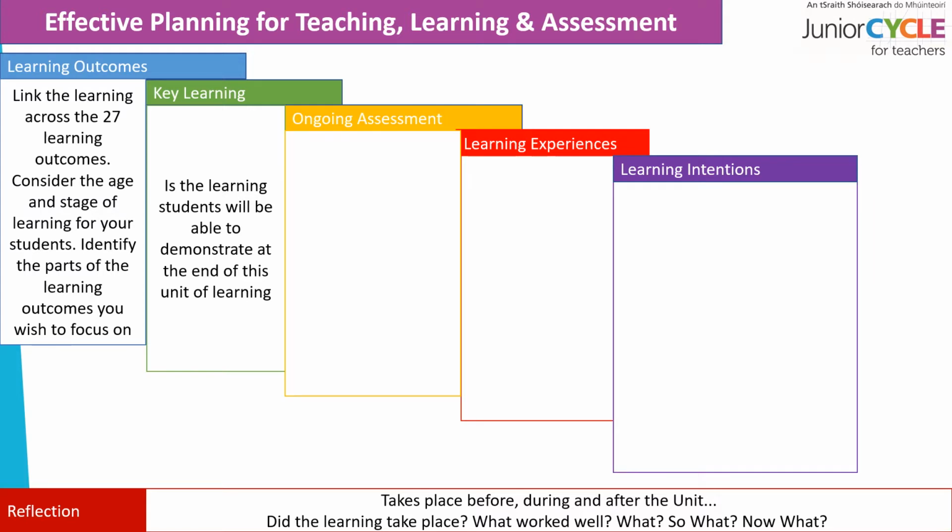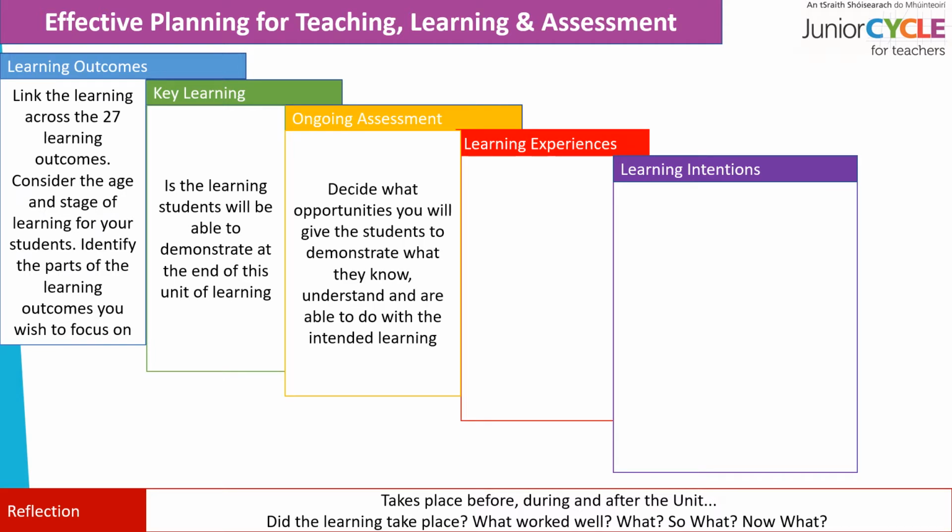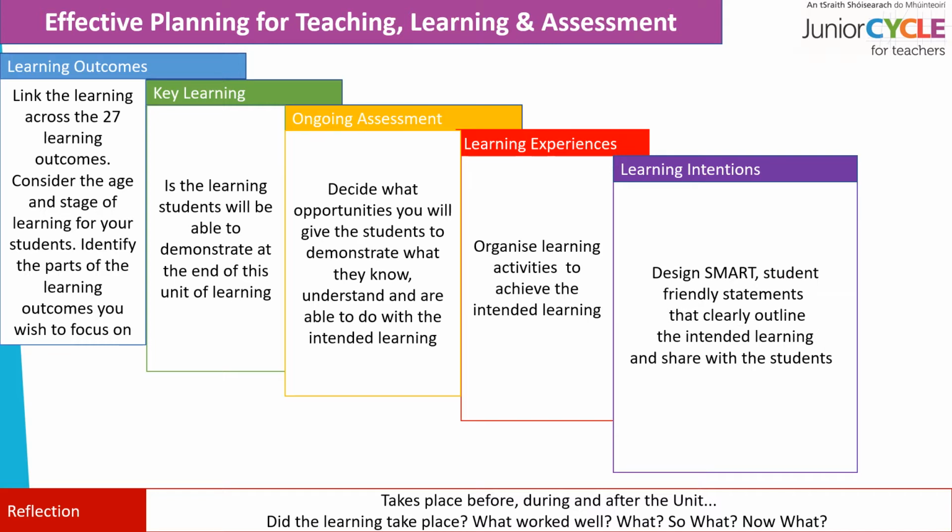Key learning is the learning students will be able to demonstrate at the end of this unit of learning. You decide that as a department. Ongoing assessment. Decide what opportunities you will give the students to demonstrate what they know, understand and are able to do with the intended learning. Learning experiences. Organize learning activities to achieve the intended learning. And finally, learning intentions. Design SMART, student-friendly statements that clearly outline the intended learning and share with the students.